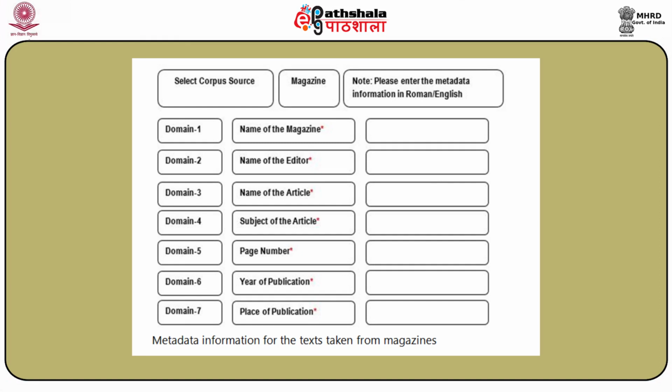So we need to have several domains, or 7 or 8 domains, where metadata is required. First, the name of the magazine from where the data is collected, name of the editor, name of the article, subject area of the article, page number of the article, year of publication, place of publication. So these are the basic requirements of metadata information to be given for the texts, for the data collected from different sources from the web.